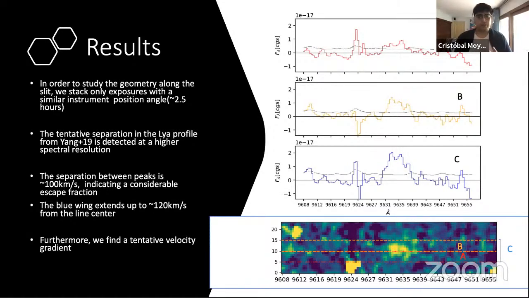The separation of the double peak is around 100 kilometers per second, meaning a high escape fraction. Actually, from empirical relations taken at lower redshift, this would indicate a 100% escape fraction, but these relations have not been fully calibrated at high redshift. And the blue wing extends up to 120 kilometers per second from the line center.